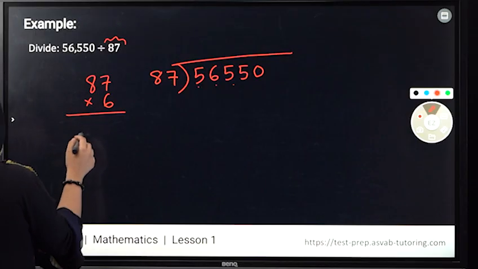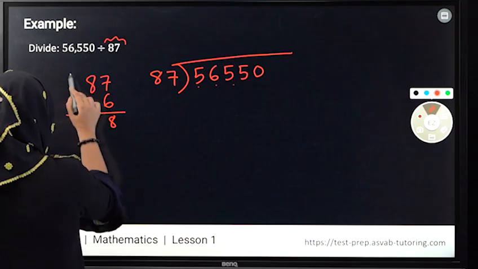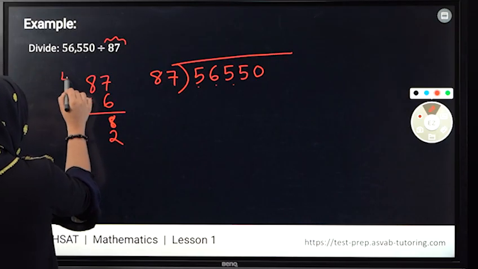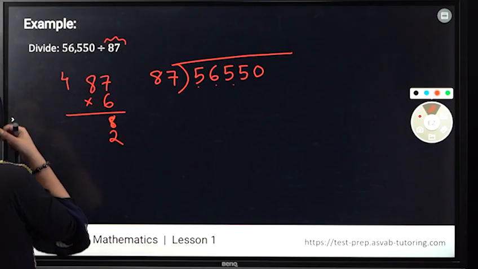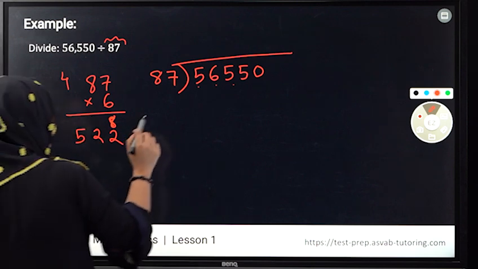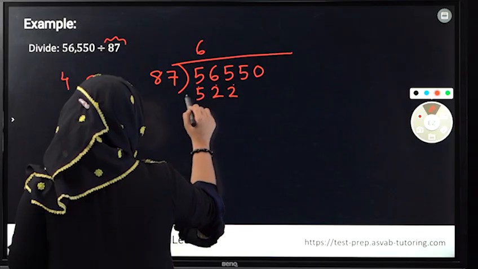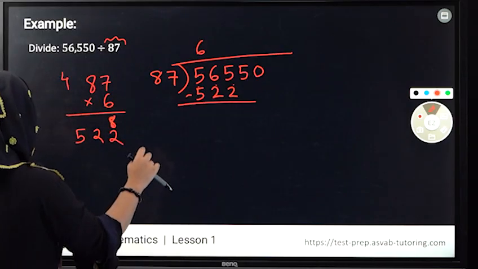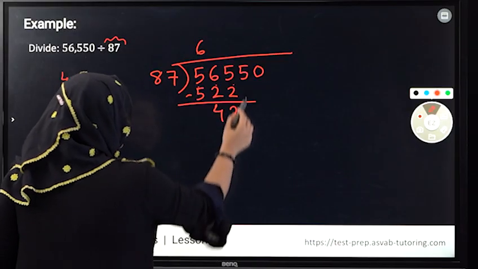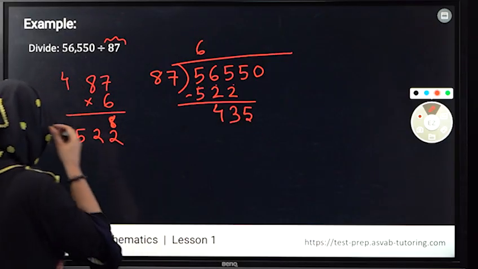So 87 times 6, let me do this real quick. It's going to be 7 times 6 is 42. Carry the 4. 8 times 6 is 48 plus 4, 52. So that gives me 522, right? So 87 times 6 is 522 precisely, all right? Now, if you subtract these two, it's going to give me 43. Now, what we do is we bring this 5 down here. So that gives me 435.